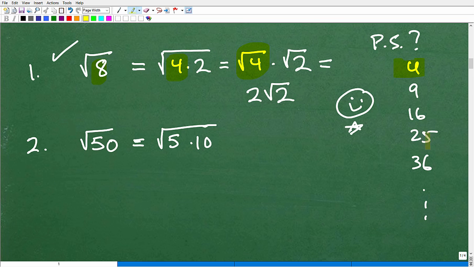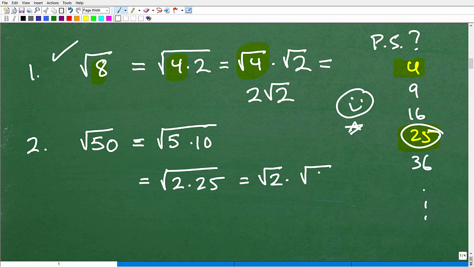But for some of you out there, you're saying, well, 25, can we use 25? Yes, we would want to use 25, okay? So 50 is the same thing as 2 times 25, okay? So these are the factors that you want to use because this is the perfect square we're trying to get at. So this is going to be the same as the square root of 2 times the square root of 25.